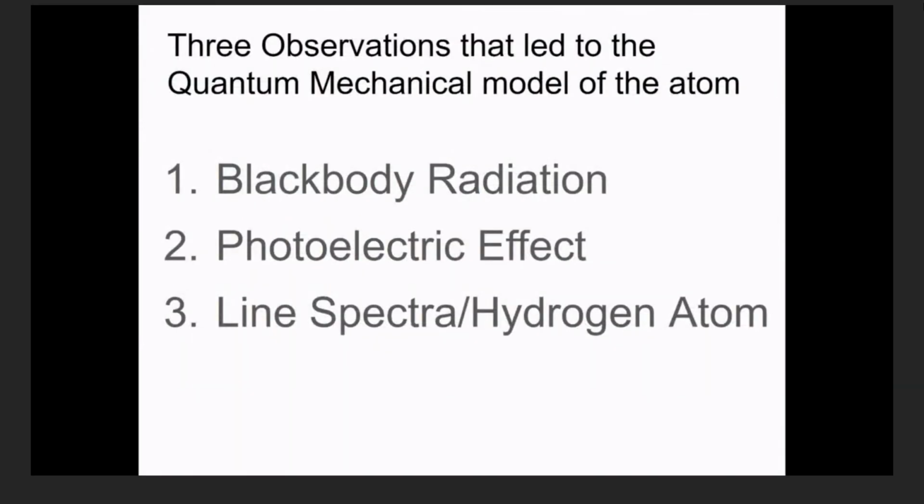We're going to talk really briefly about the history of quantum mechanics so that you can get some feel for it and have a little bit of background. It's not going to be thorough by any means, and if you're interested, I highly suggest that you seek out other resources because I think it's really interesting. The three things that led to the quantum mechanical model of the atom are black body radiation, the photoelectric effect, and line spectra of the hydrogen atom. You can see there's a little bit of a description of these on your handout.